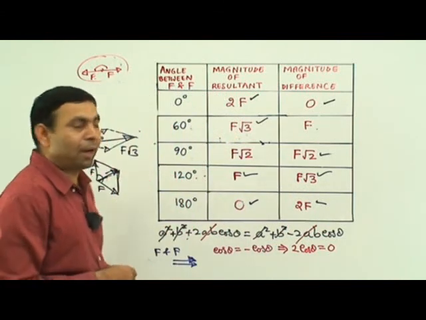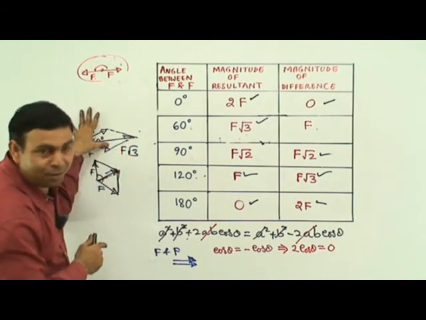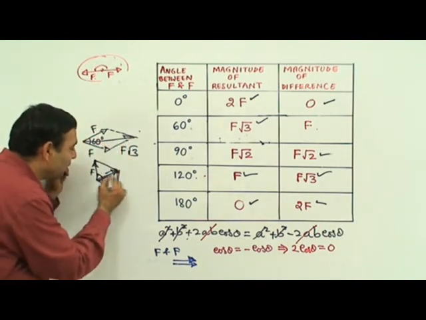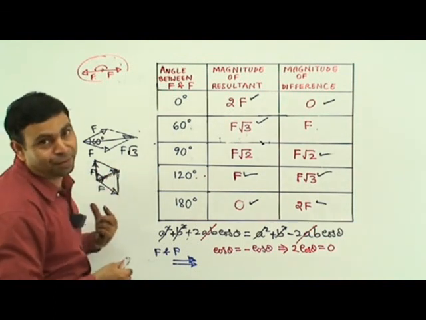So F and F at 60 degrees, the result is longer, so F root 3, and the difference is F. F and F at 120 degrees, the result is smaller. In fact it should be F and the difference will be F root 3. That way you need to remember.